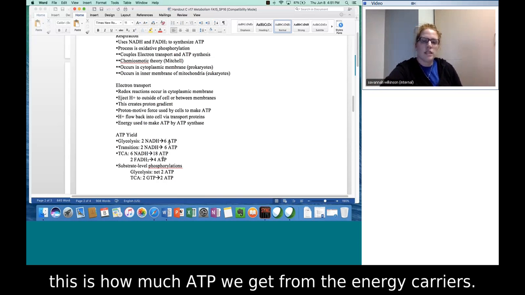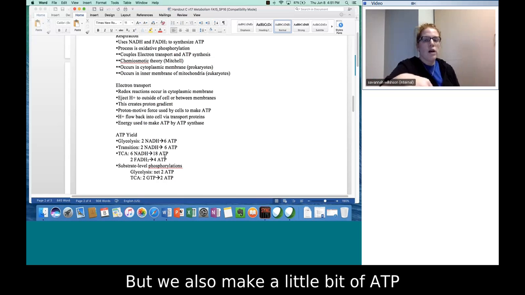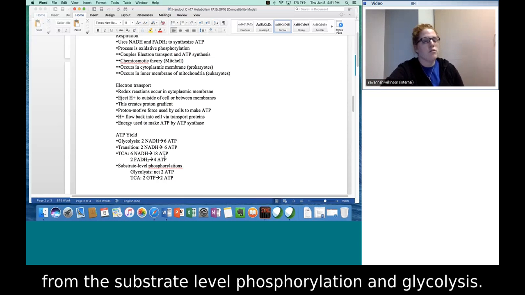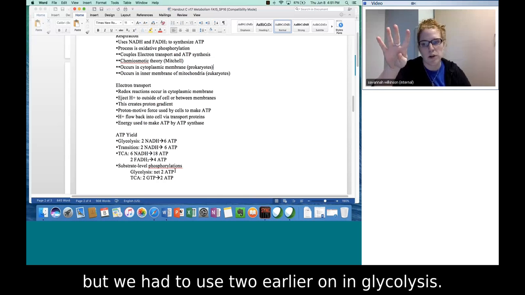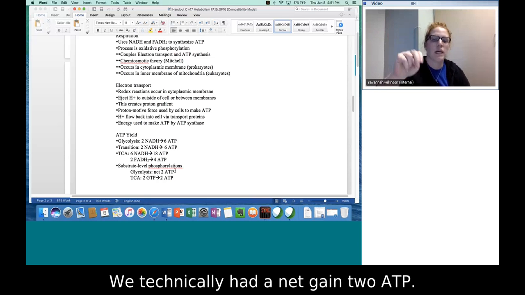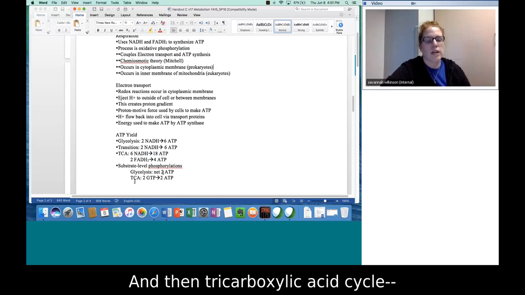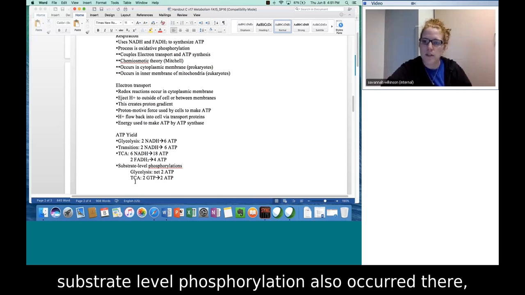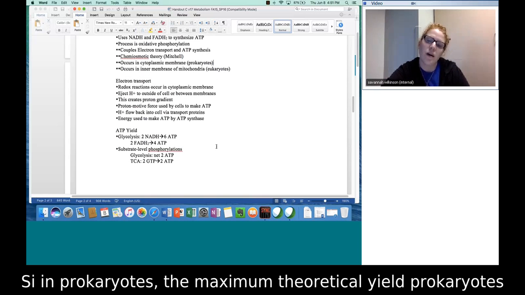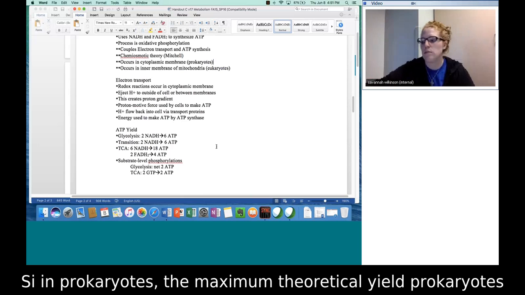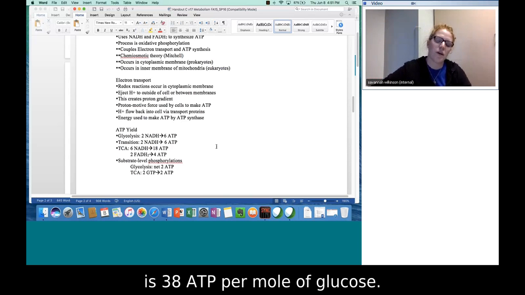This is how much ATP we get from the energy carriers. But we also made a little bit of ATP from substrate level phosphorylation in glycolysis, right? Remember, we made a gross of 4 ATP, but since we had to use 2 earlier on in glycolysis, we technically had a net gain of 2 ATP. And then in the tricarboxylic acid cycle, substrate level phosphorylation also occurred there, and that's how we got our 2 ATP there. So in prokaryotes, the theoretical maximum yield is 38 ATP per mole of glucose.